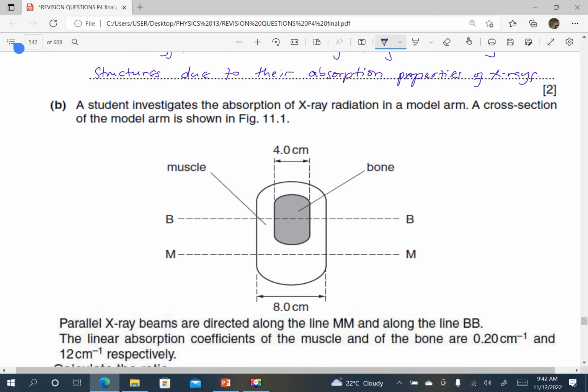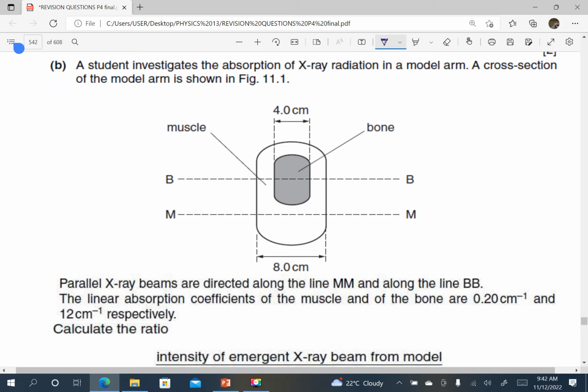The student investigates the absorption of X-ray radiation in a model arm. A cross-section of the model arm is shown here. You notice that this one goes through the bone, this one goes through muscle. This thickness is going to be 2 centimeters, and this thickness is also 2 centimeters, because bone is 4 centimeters, but the width here is 8 centimeters.